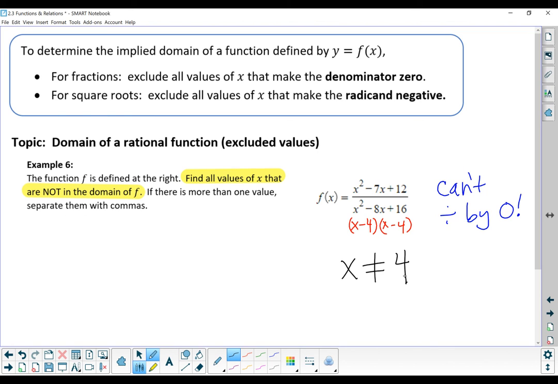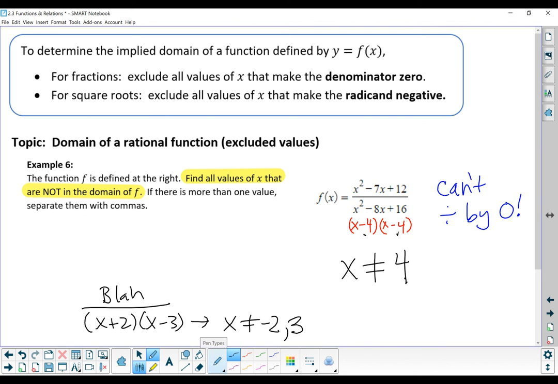Now this just happens to have only one excluded value because these two factors are the same. It might have two different factors there. And in that case, if that was the bottom of the fraction, you would have x can't equal -2 or 3, and you would list them with a comma. And it tells you to separate them with a comma if you have more than one.